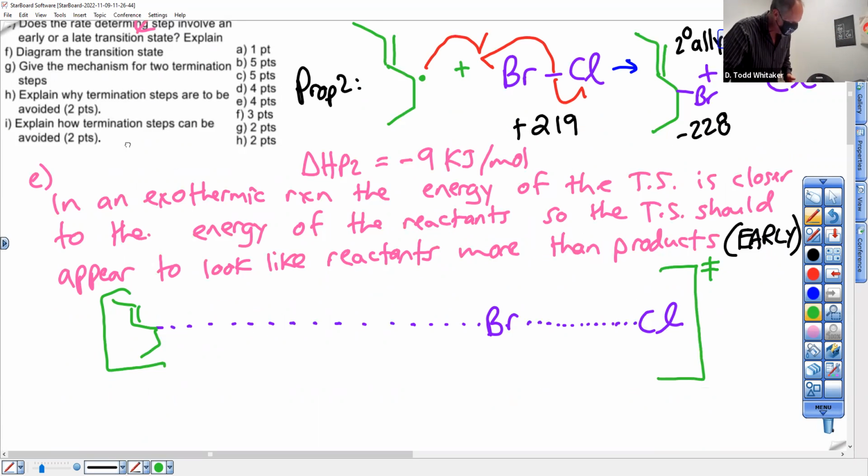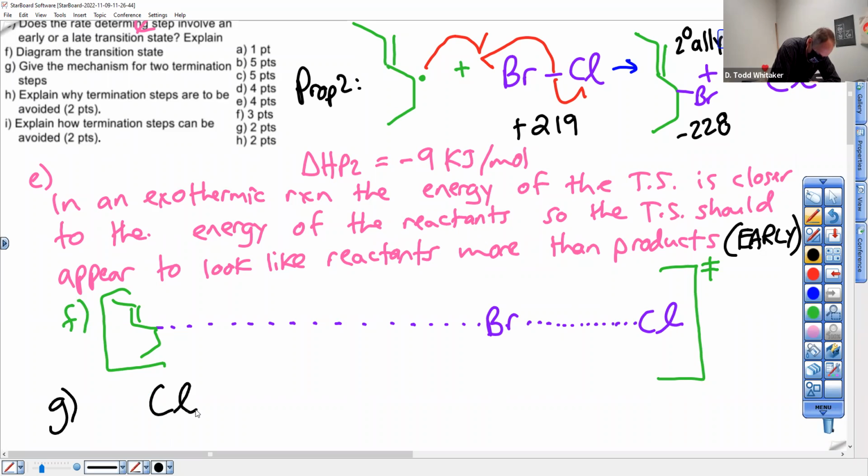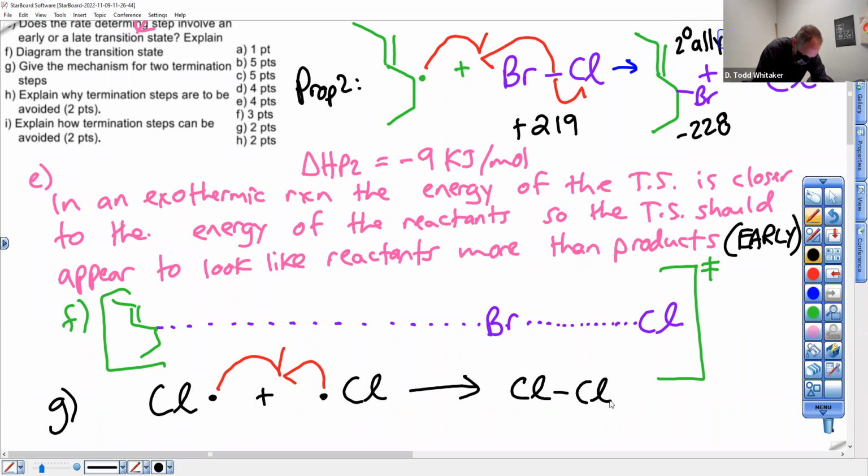So F, no, that was F. G. You want to do Cl? Oh, make your life real easy. If two Cl's meet, they hook up like this. It looks like initiation, the opposite. Hey, what's a good word for the opposite of initiation? Termination. Yeah, you killed initiation here. Like turning the light off. And that's G. H is easy.